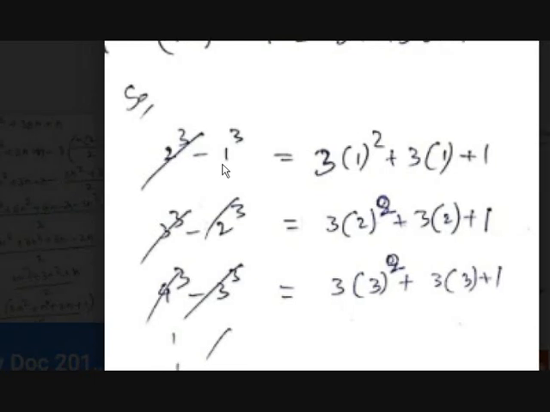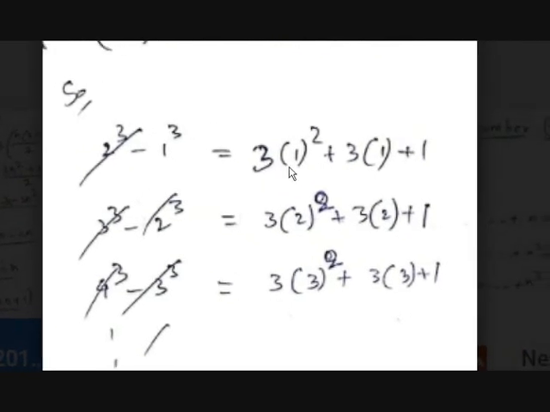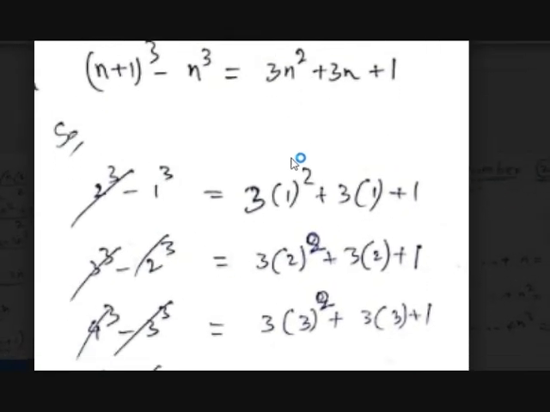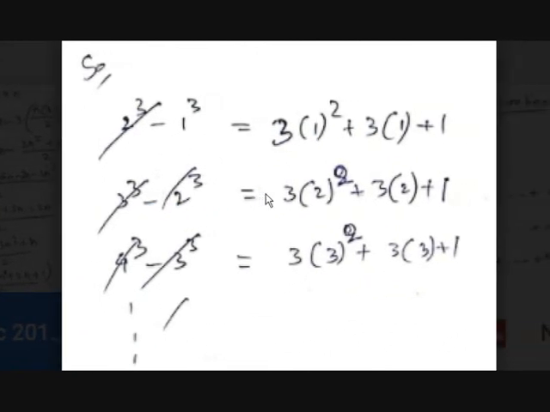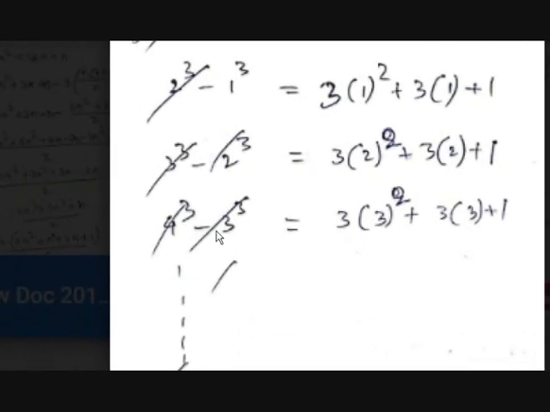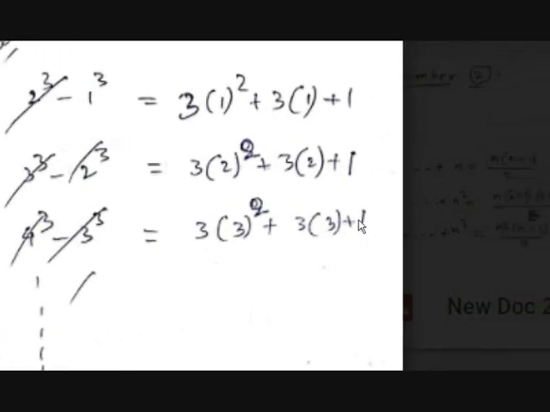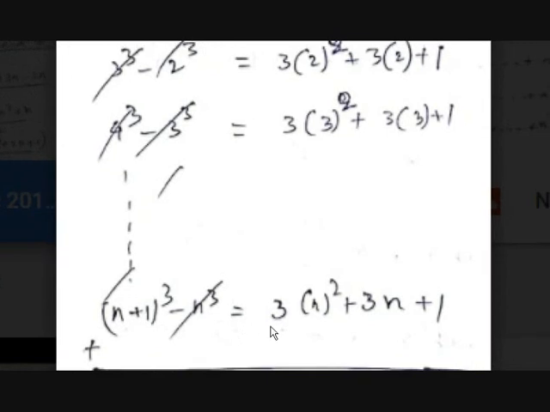So what will 2 cube minus 1 cube be? It will be 3 into 1 square plus 3 into 1 plus 1, if you substitute 1 in place of n. 3 cube minus 2 cube is 3 into 2 square plus 3 into 2 plus 1. 4 cube minus 3 cube is 3 into 3 square plus 3 into 3 plus 1. Similarly, n plus 1 whole cube minus n cube is 3n square plus 3n plus 1.